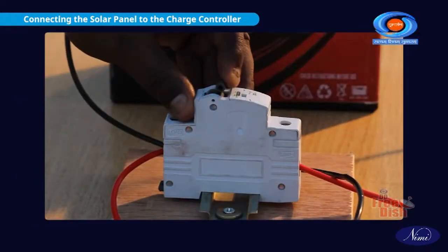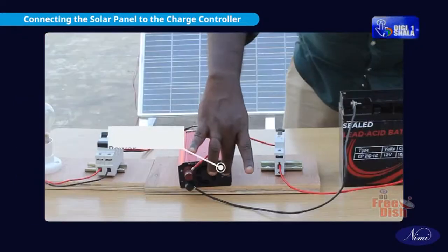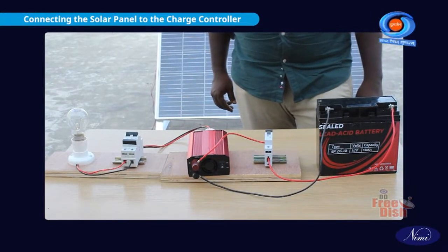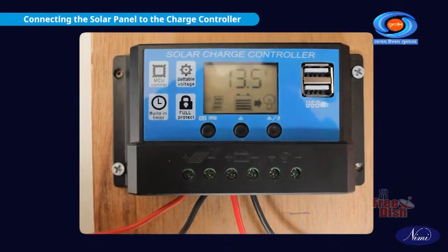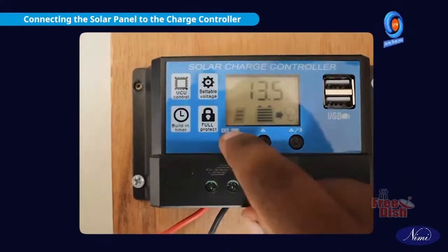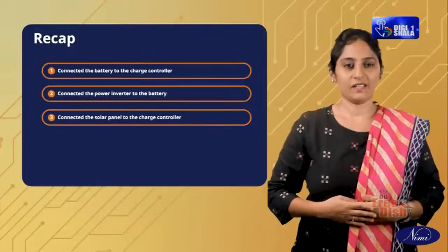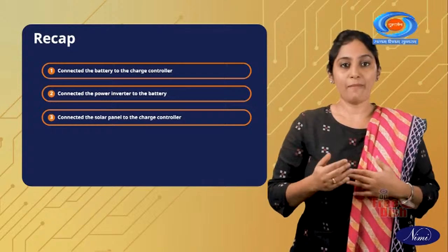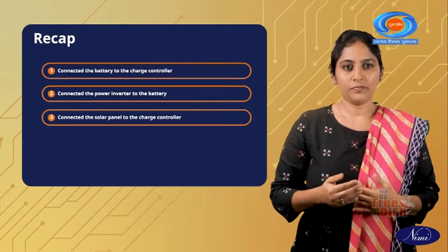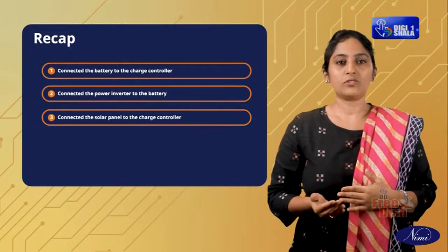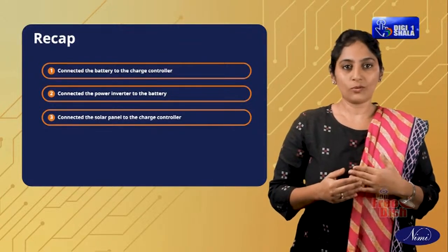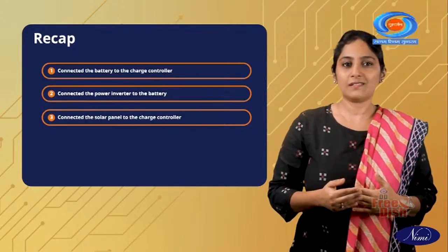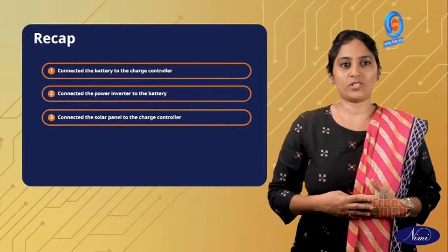Now, switch on the DC circuit breaker and inverter. Ensure the load connected to the inverter is working and monitor the solar panel and battery voltage on the charge controller display. In this video, we have discussed and connected the battery to the charge controller, connected the power inverter to the battery, connected the solar panel to the charge controller. This concludes this exercise. Thank you for watching.